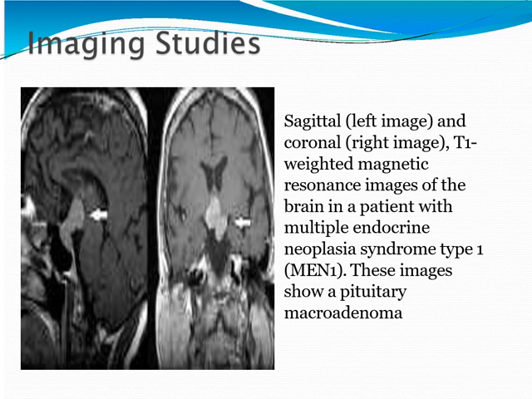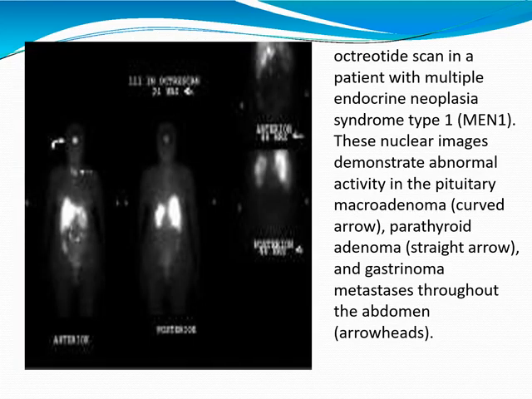Talking about imaging studies, here you see a sagittal view on the left and a coronal T1 weighted MRI of the brain on the right, in a patient with multiple endocrine neoplasia syndrome type 1. These images show a pituitary macroadenoma. You can easily see arrows placed at the site of the lesion. Then comes the octreotide scan in a patient with multiple endocrine neoplasia type 1. These nuclear images demonstrate abnormal activity in the pituitary macroadenoma, curved arrows you can see.